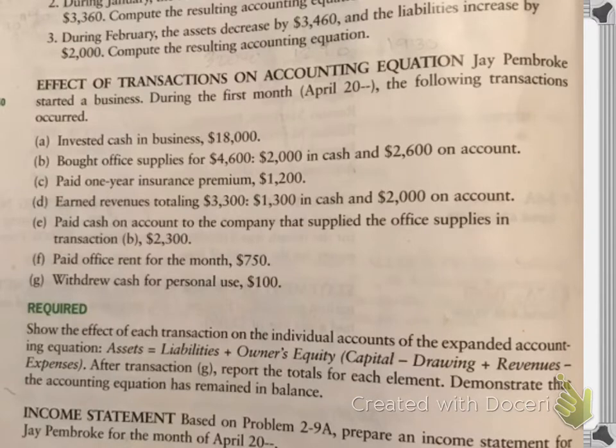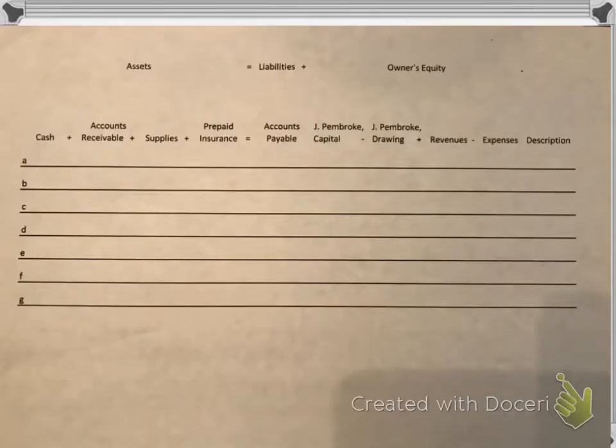Remember that each transaction affects at least two elements in the accounting equation. It can be more than two, but at least two. And that the accounting equation must always remain in balance. So for every single transaction that you record, after you've recorded the transaction, assets should equal liabilities plus owner's equity. That should always be true.